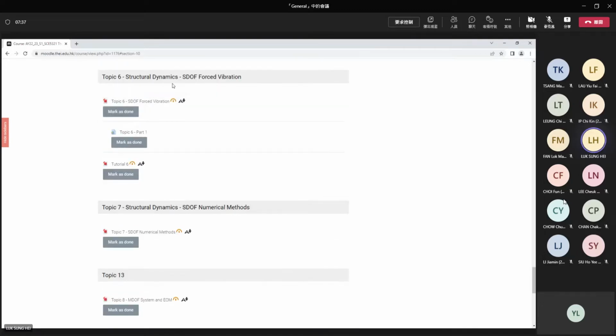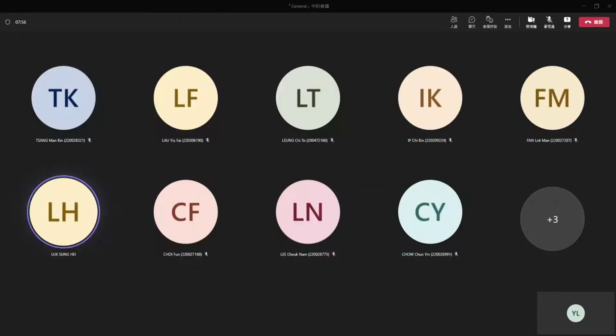Today we will complete all the things within topic 6. We still have, I think, half that we did not finish last time. And then hopefully we can also enter a new topic, topic 7, about numerical methods, which can help you to handle more general situations. Okay, this is where we are at this stage.